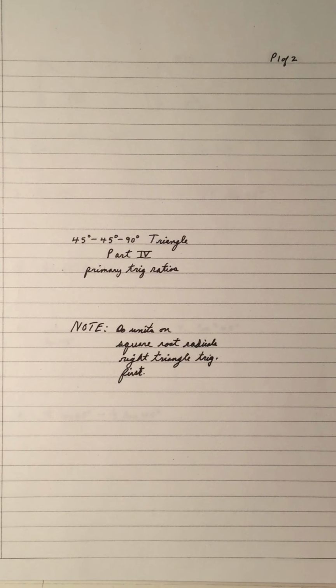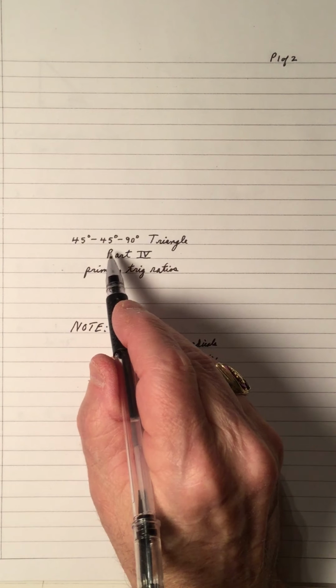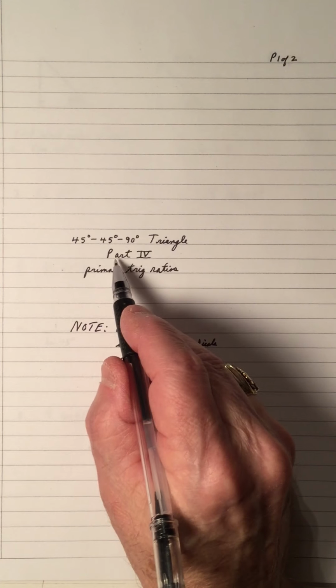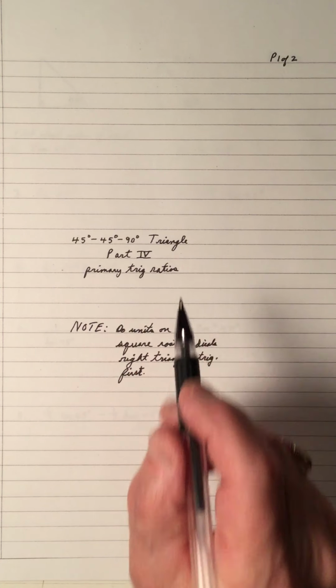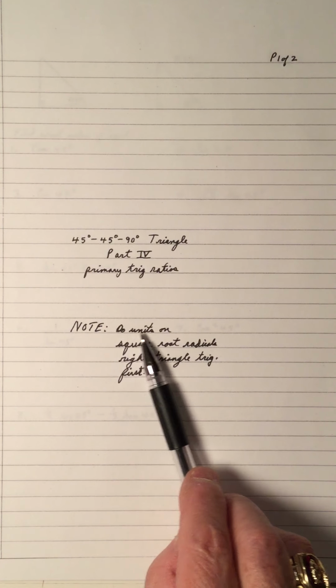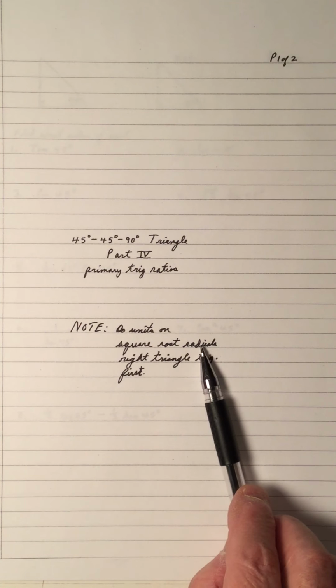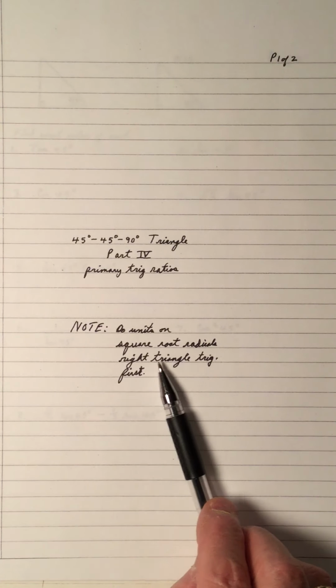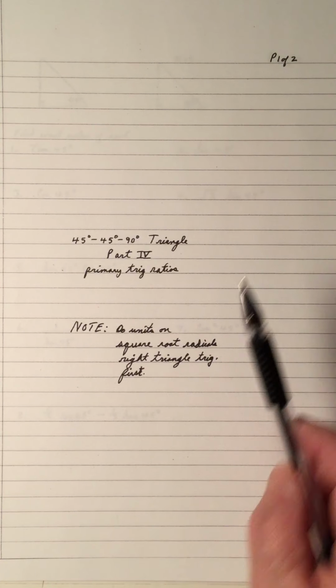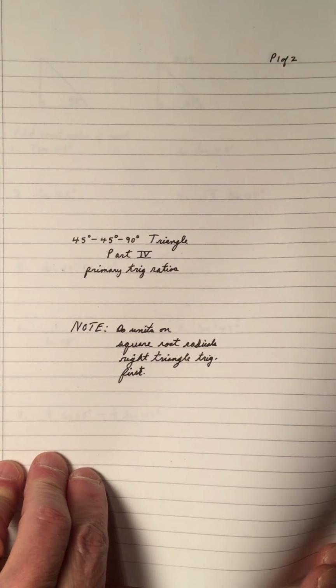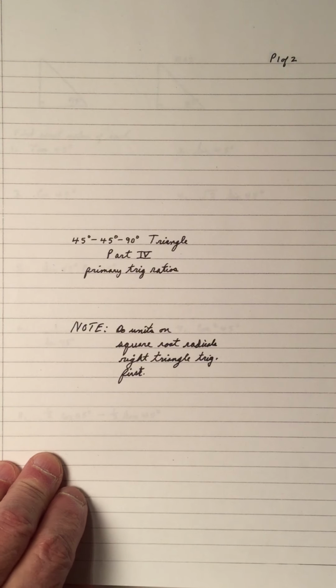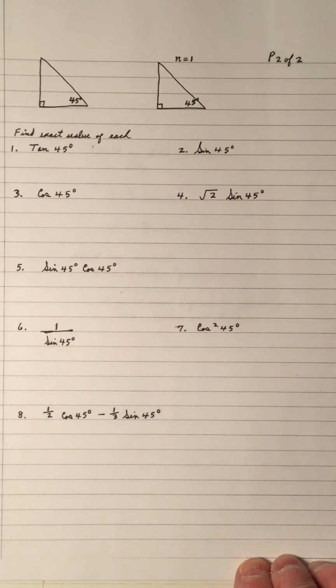Hi, welcome to my video on the 45, 45, 90 right triangle, part 4, primary trig ratios. Just a note: do the units on square root radicals and right triangle trig first. That'll make the simplification in this video much easier to do.